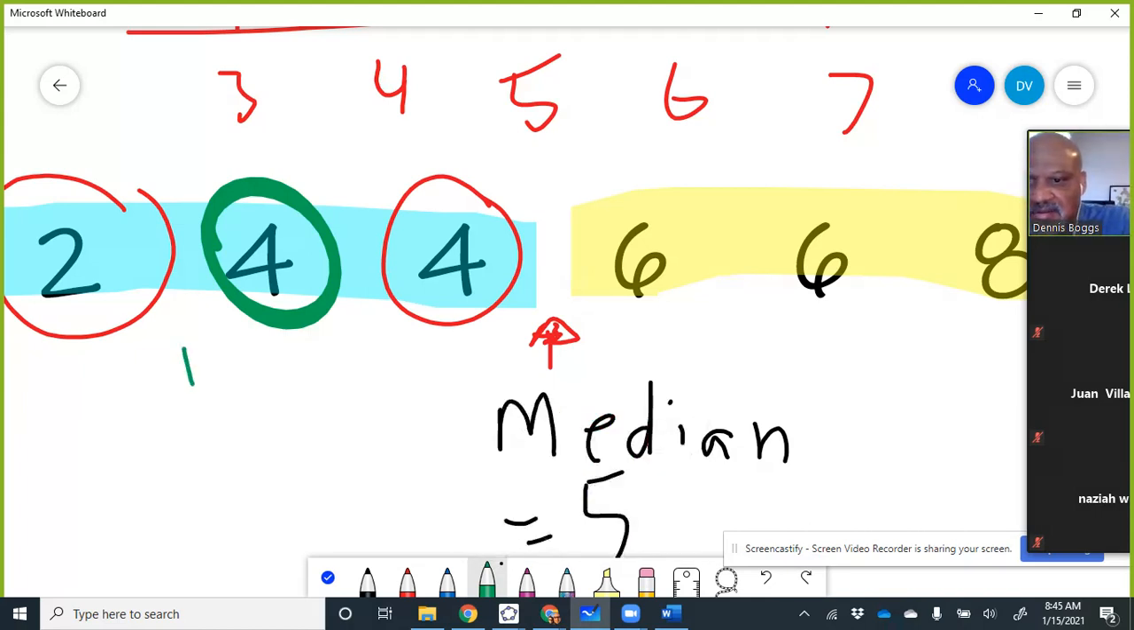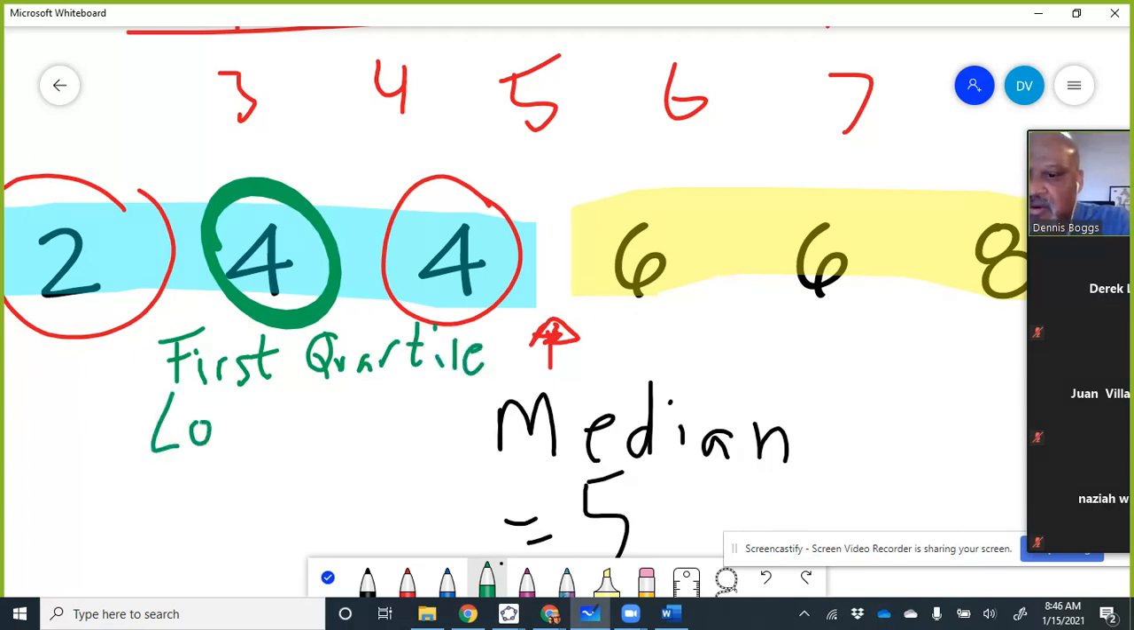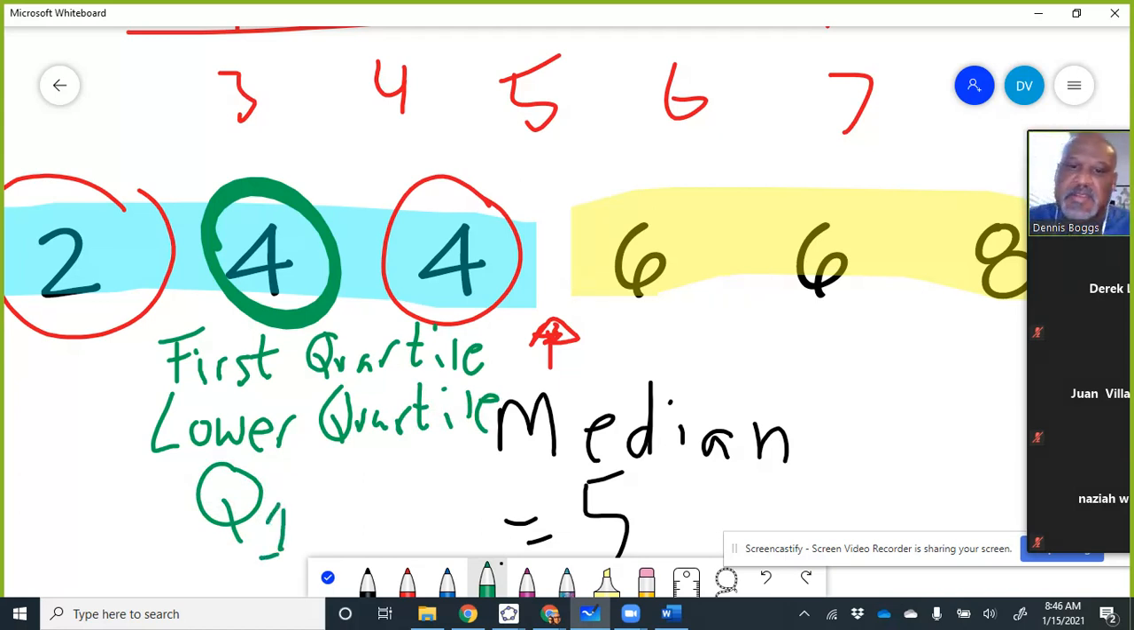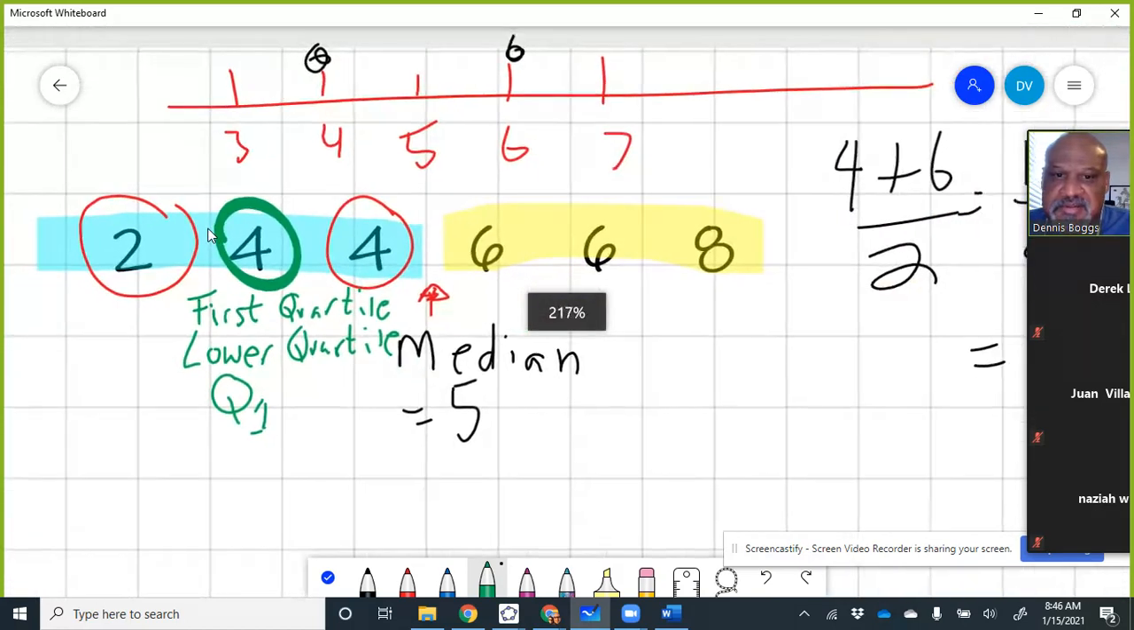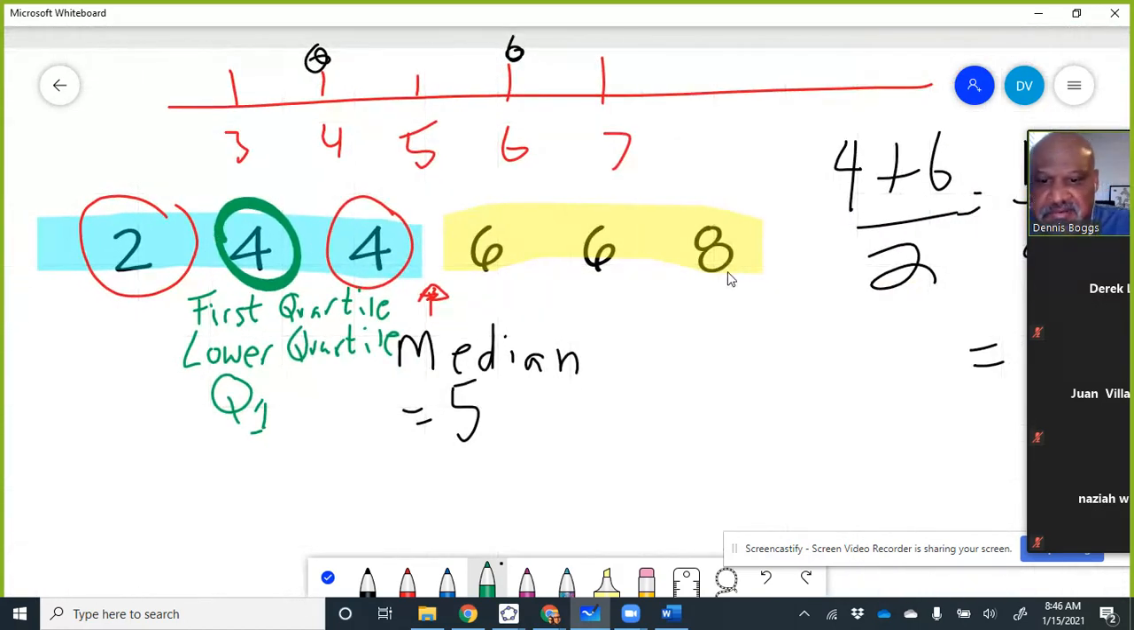Let me write that here. Let me write all the different names. Sometimes it's called the first quartile. Sometimes it's called the lower quartile. And to make it short, we usually call it Q1. Q1.